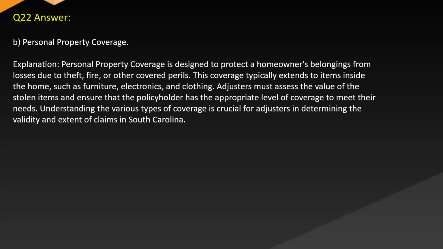Answer: B. Personal property coverage. Explanation: personal property coverage is designed to protect a homeowner's belongings from losses due to theft, fire, or other covered perils. This coverage typically extends to items inside the home, such as furniture, electronics, and clothing. Adjusters must assess the value of the stolen items and ensure that the policyholder has the appropriate level of coverage to meet their needs. Understanding the various types of coverage is crucial for adjusters in determining the validity and extent of claims in South Carolina.